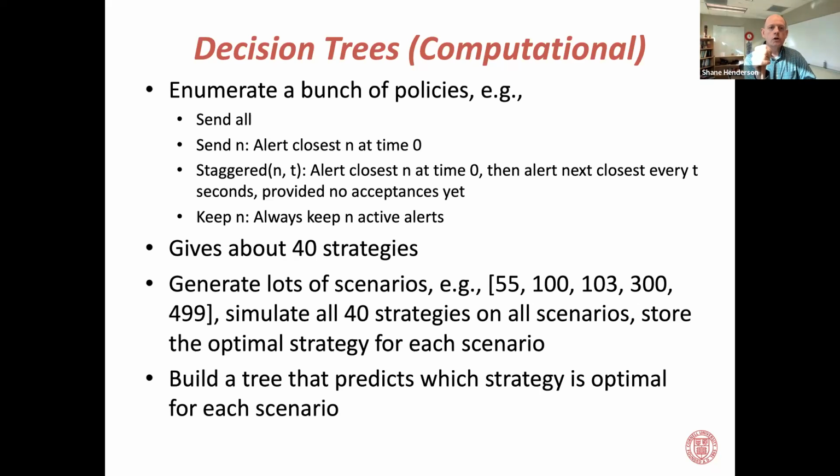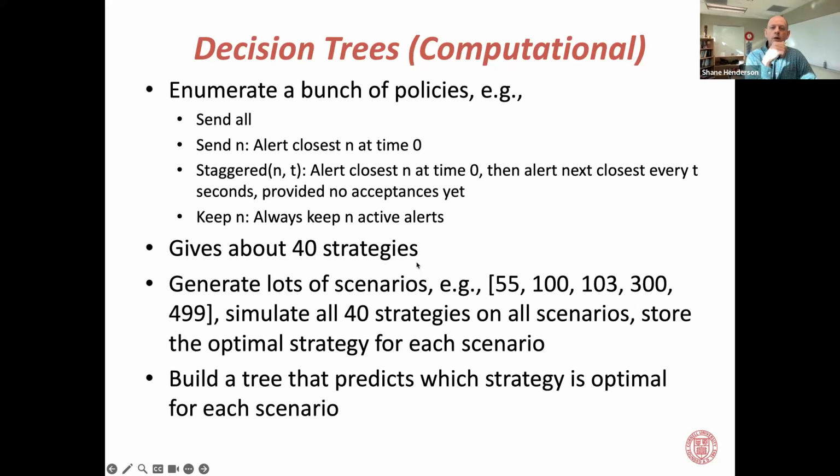Or I could do some kind of staggered thing where I alert a bunch at time 0 and then alert additional people every so many seconds. Or I could do this keep n, which means as soon as somebody rejects, I alert one more person. There are many other policies you could use here, and we're looking at more fancy policies these days. Anyway, this particular set of recipes gives you about 40 different policies that you could consider.